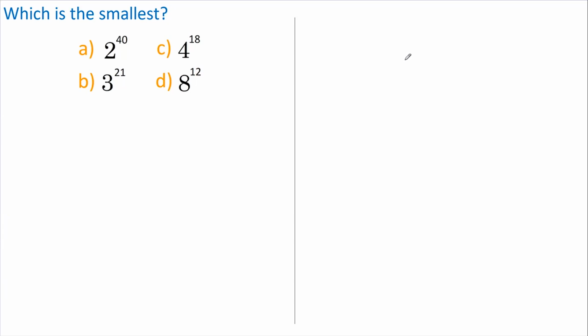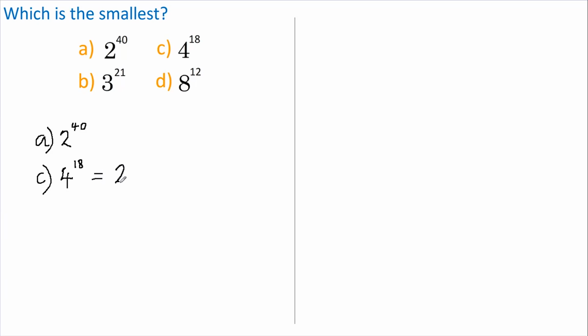Hi, welcome back. Today we're going to work out which of the following numbers is the smallest. Let's first compare A, 2 to the power of 40, with C, which is 4 to the power of 18.